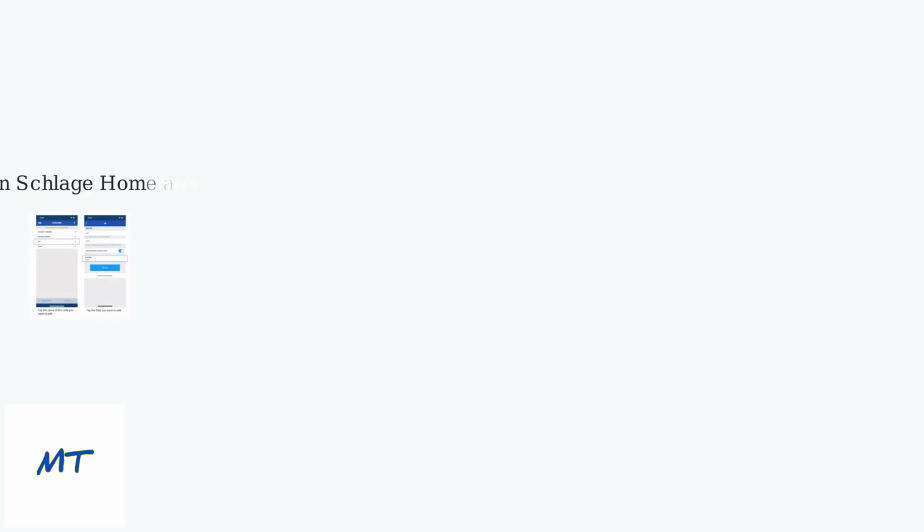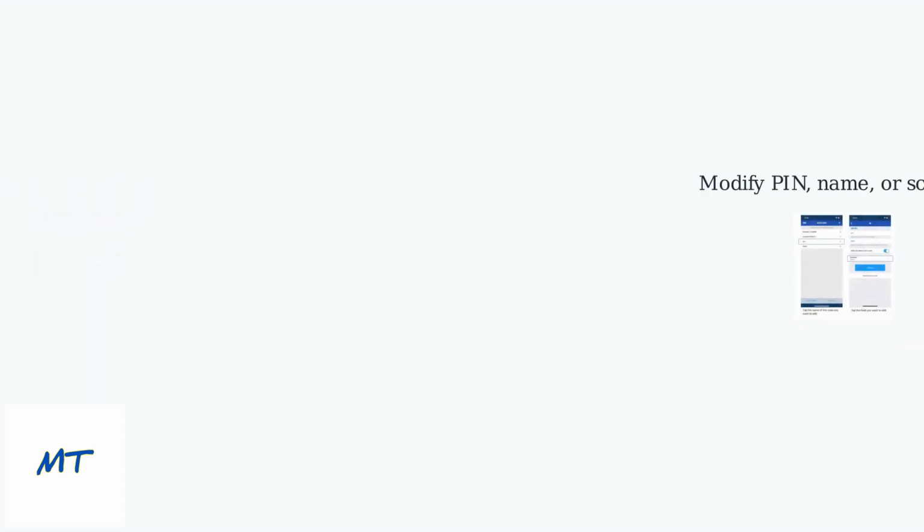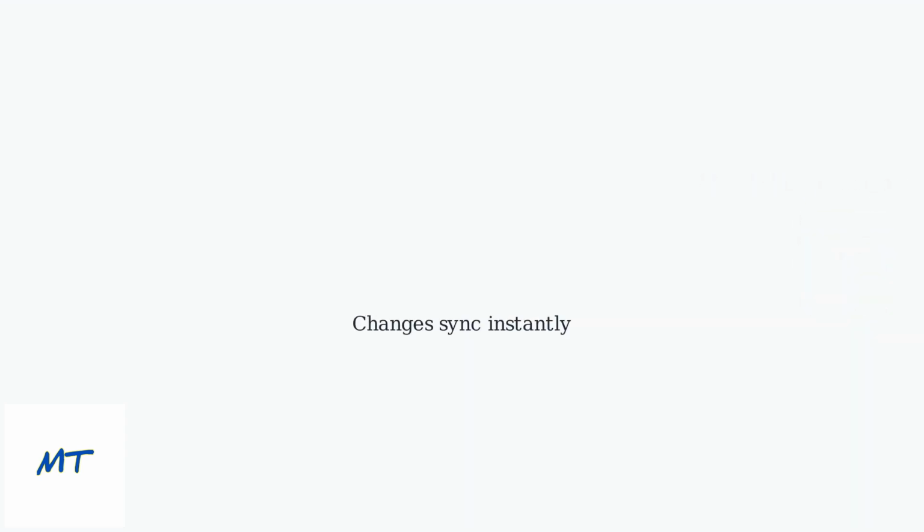To edit an existing user code via the Schlage Home app, first open the app and navigate to your access codes list. Select the specific user code you want to modify from the list. On the code details screen, you can change the PIN number, update the name, or adjust the schedule for time-based access restrictions. Once you save your changes, they sync almost instantly to the lock. If the lock is offline, your edits will automatically sync when connectivity is restored. For better security, always use a minimum of 8 digits and rotate your codes regularly.